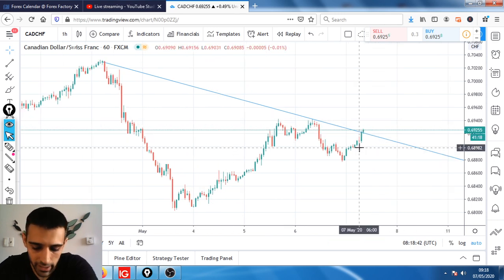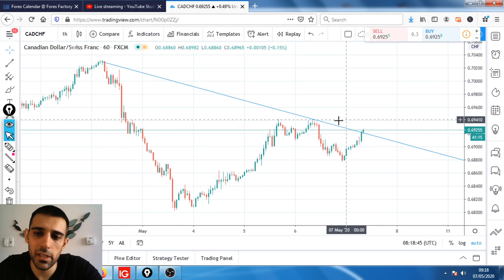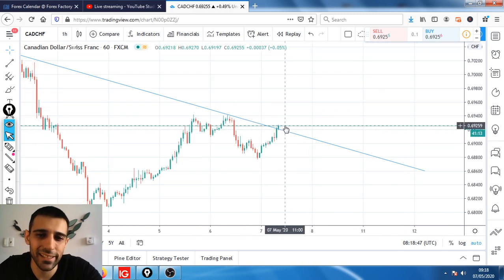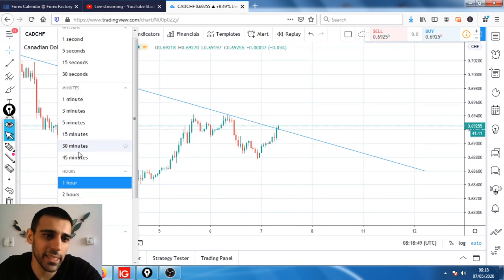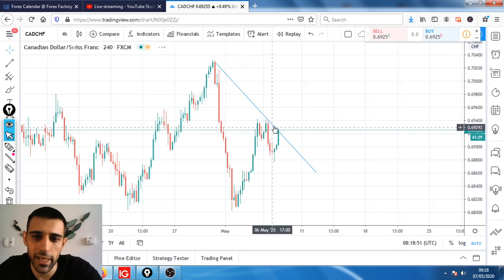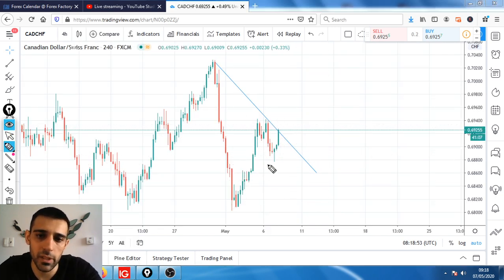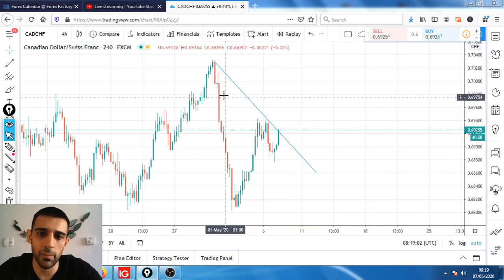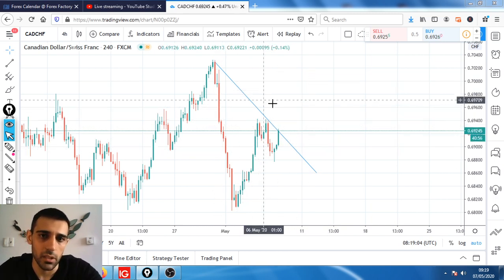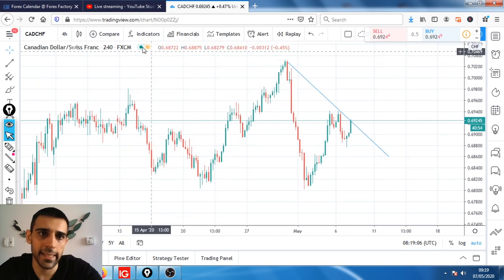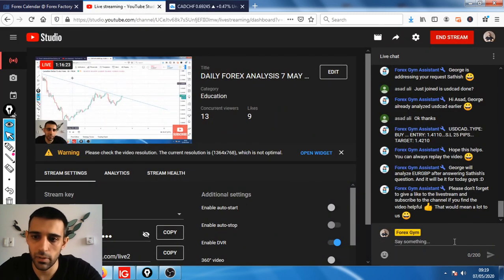I don't want to mention any entries or levels here because this is still developing and quite unsure. But as the momentum is looking towards the upside, this is more of an observation, and we'll see how it behaves in the next couple of hours. So this is more of a wait and see. Let me just put that one in here.